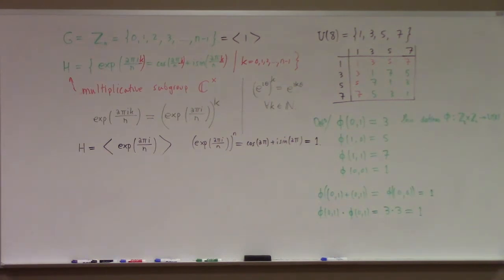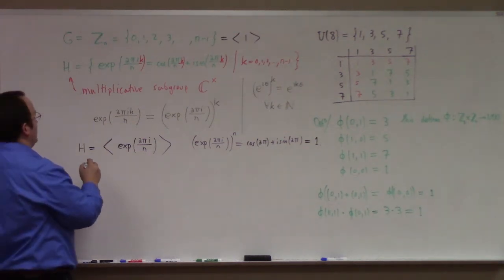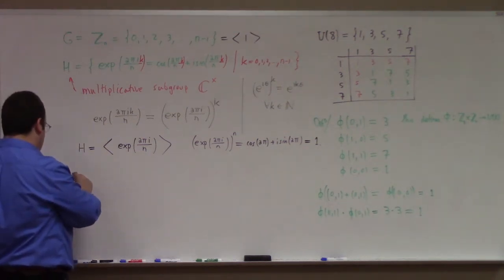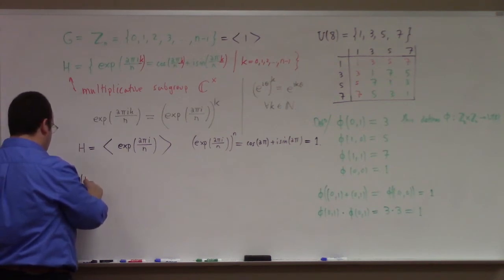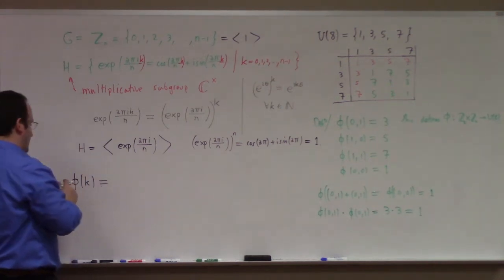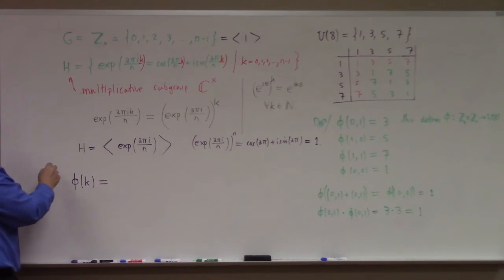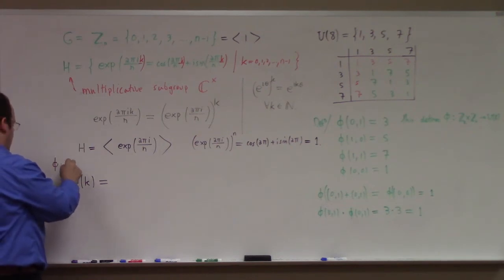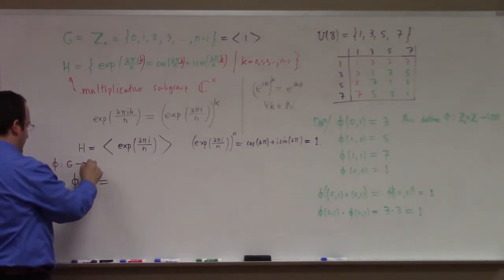So here we don't need to write out n cases. A formula kind of suggests itself. If we send the generator to the generator, and the generator creates the whole group, we should probably be able to prove that's an isomorphism. So I would suggest that we say phi of k equals what? I'm going to define phi to go from G over to H in this case.